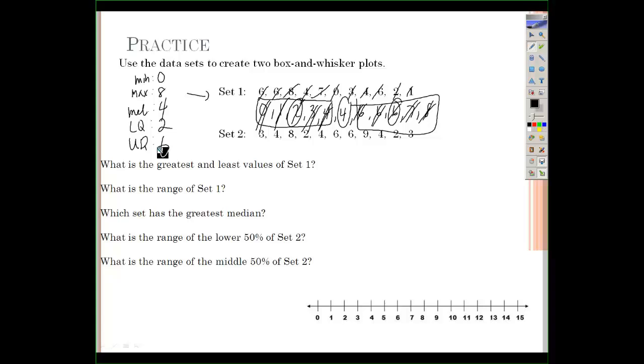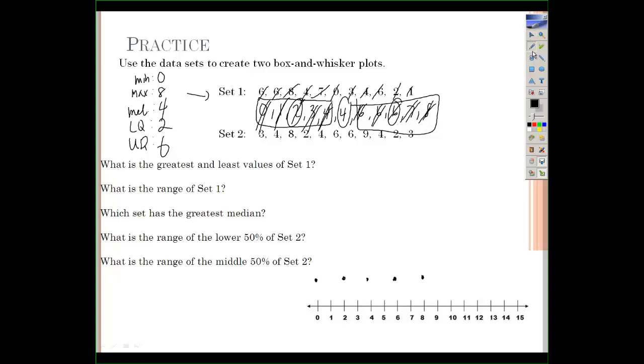a box and whisker plot. So what I'm going to do is this. I'm going to start with my minimum at 0. I'm going to put a point right directly above 0. And then my max is 8, so I'm going to put another point right above 8. My median is 4. I'm going to put a dot above 4 as well. My lower quartile is 2, so there's going to be a point right there. And my upper quartile is 6. I'm going to put one right there. Now, if I did it perfectly, I'm going to go ahead and erase that point. Try to make it as straight as you can, because what we're going to do is connect the dots.